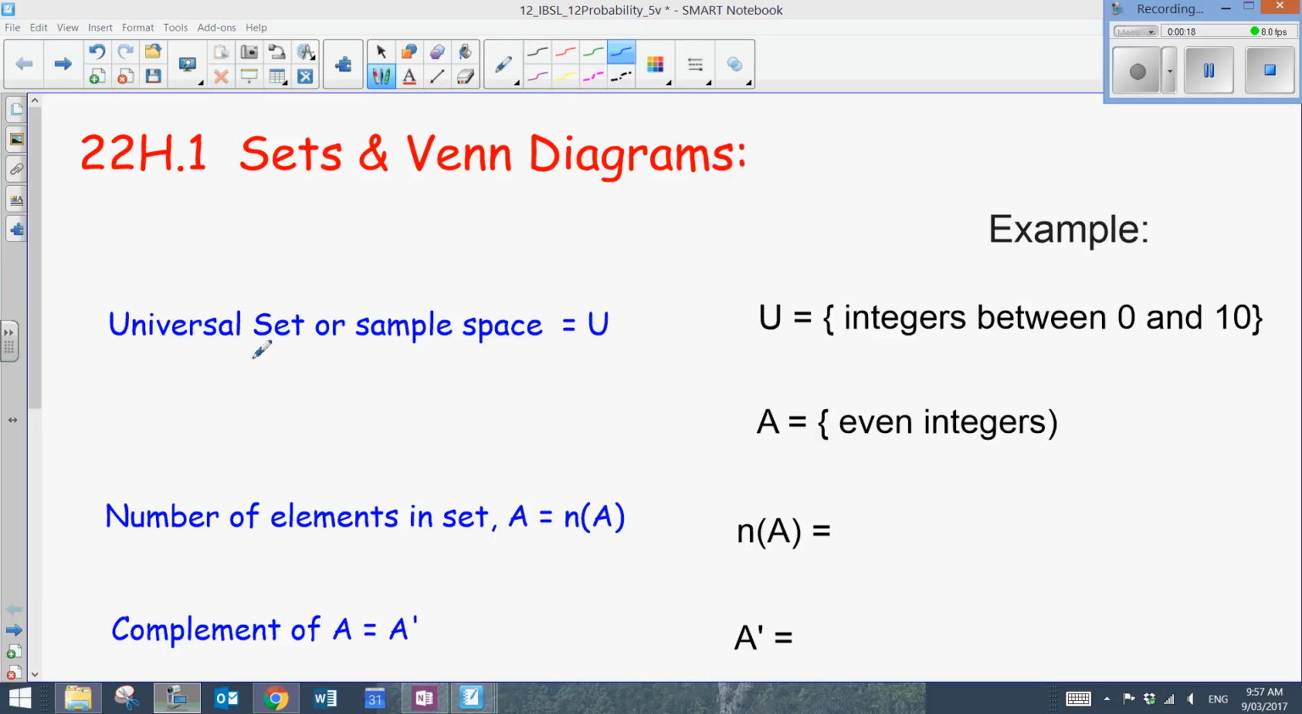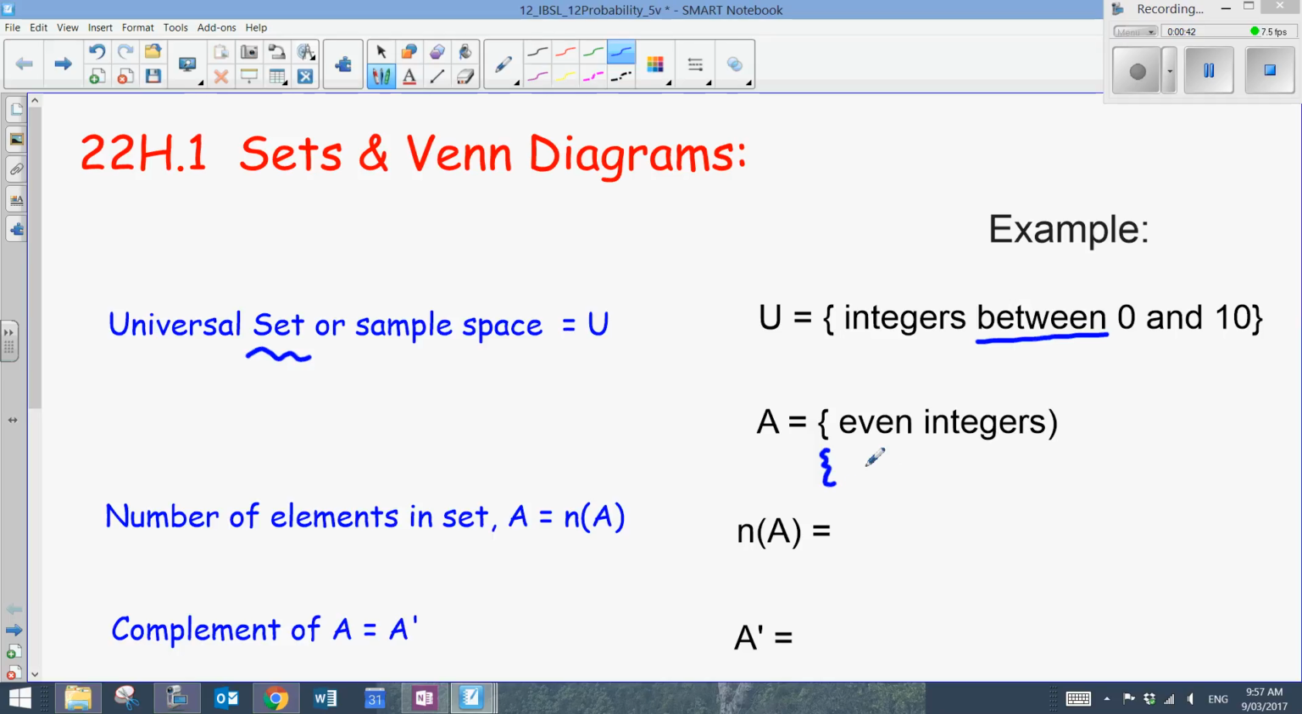A universal set is just the collection of whatever the things are we're talking about in the question, because a set is just a collection of various things. So obviously here we're going to be talking about numbers. The universal set is denoted with the letter U, and we're going to talk about integers between 0 and 10. The word between means not including 0 and 10. So when we use a subset, A is going to be just the even integers. We'll include 2, 4, 6, and 8.